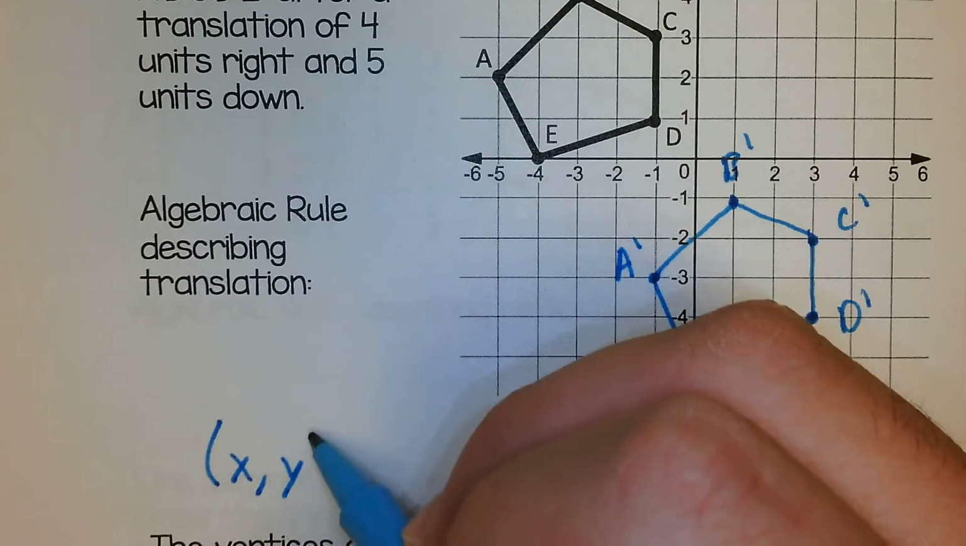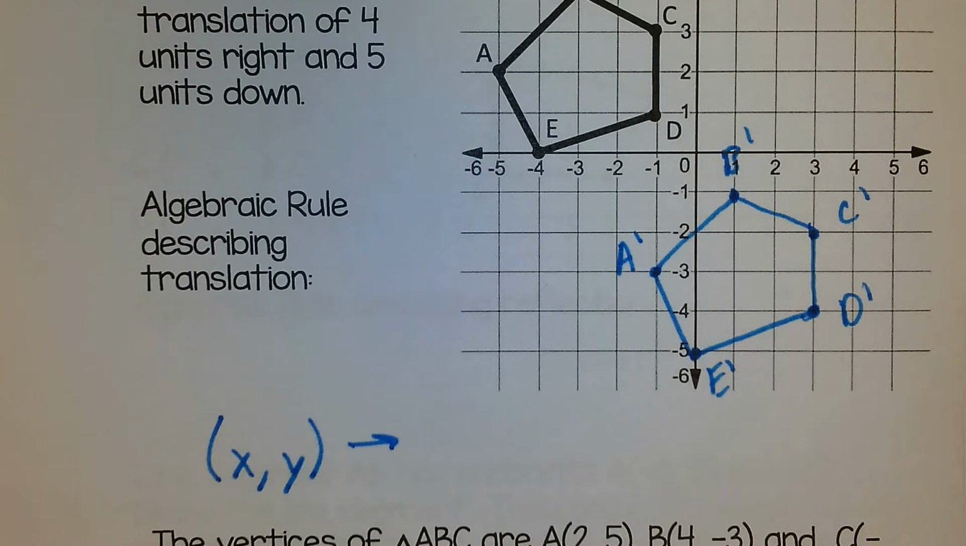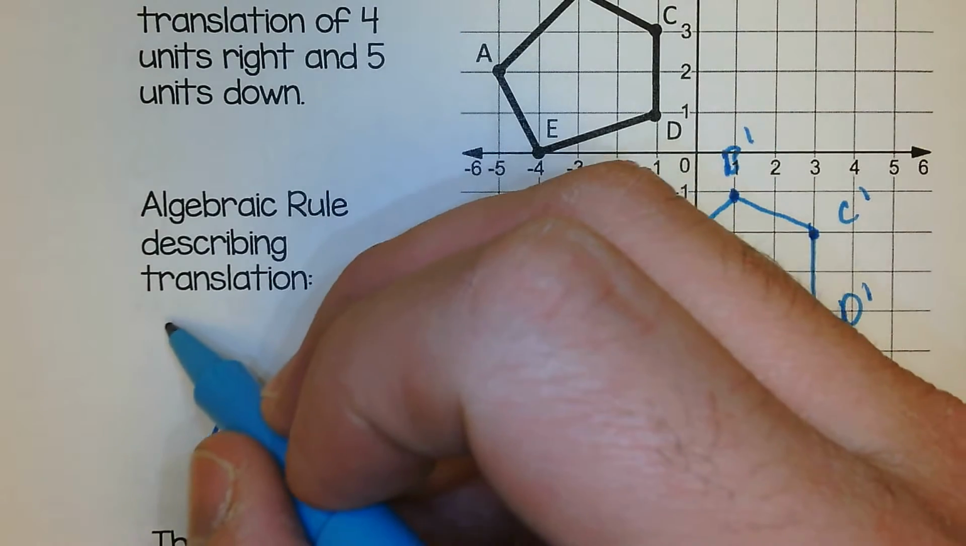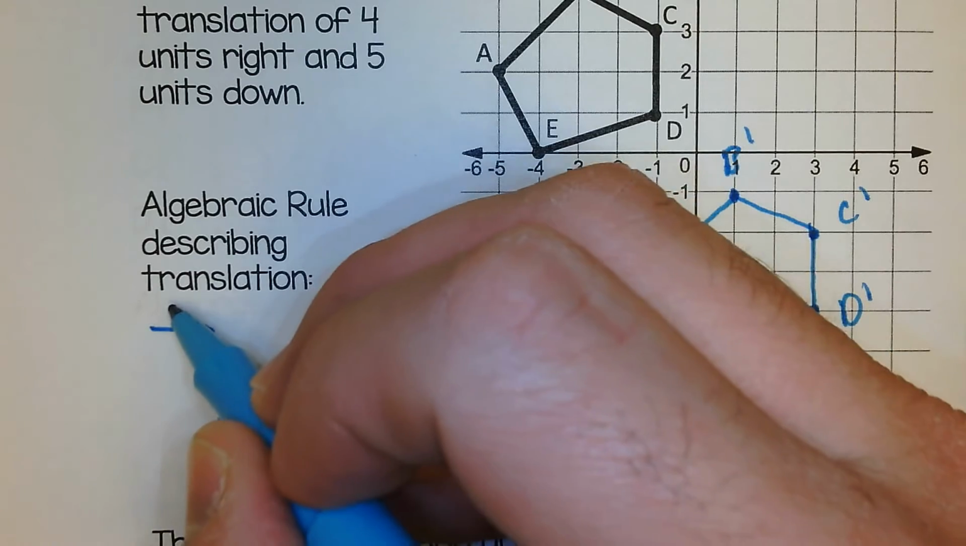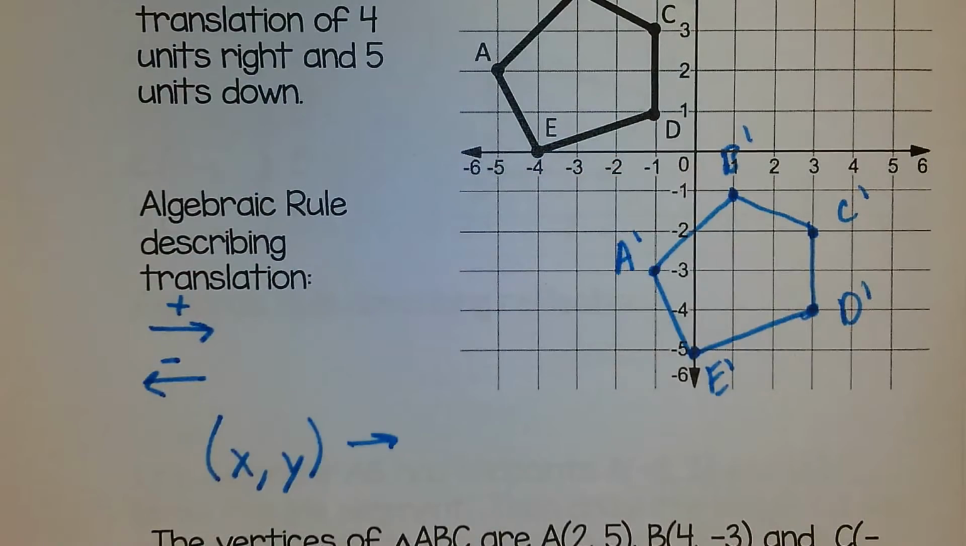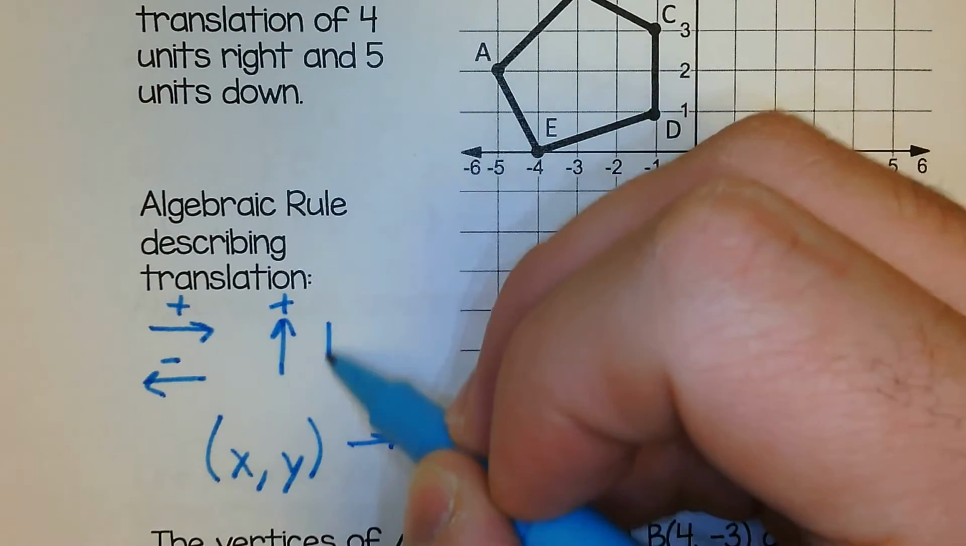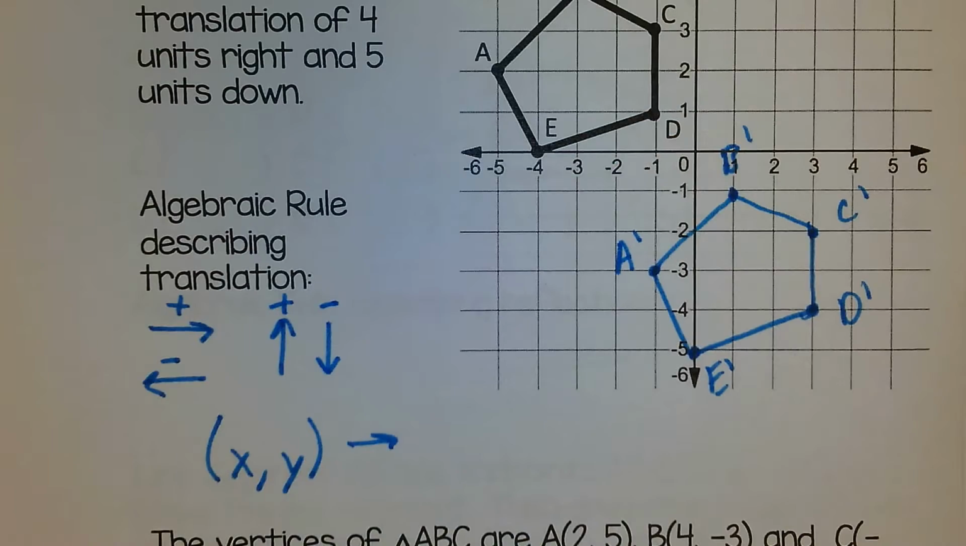You always want to start off at (x, y), and then we're going to transform it. So go ahead and pause the video again, do the algebraic rule on your own, and let's see if what you do matches what I write. Don't forget, if I move it to the right, we're going to add. If I move it to the left, we're going to subtract from the x. If I move it up, we're going to add to the y. And if I move it down, we're going to subtract from the y.